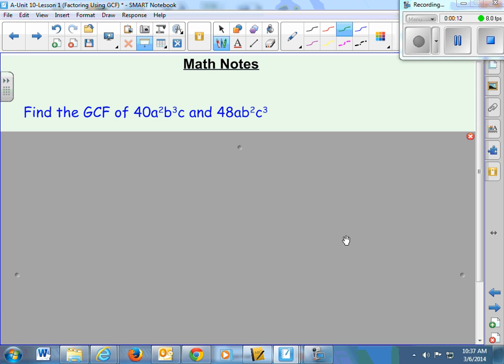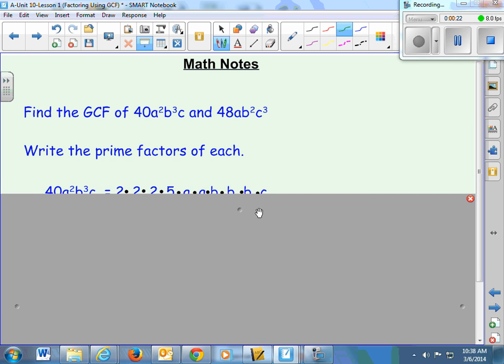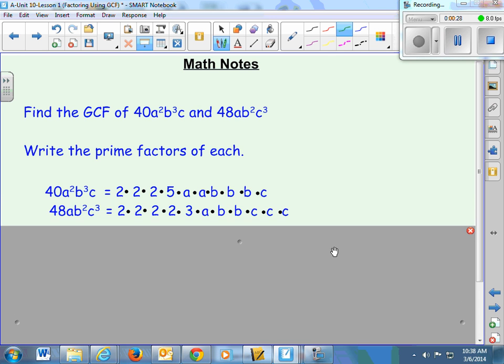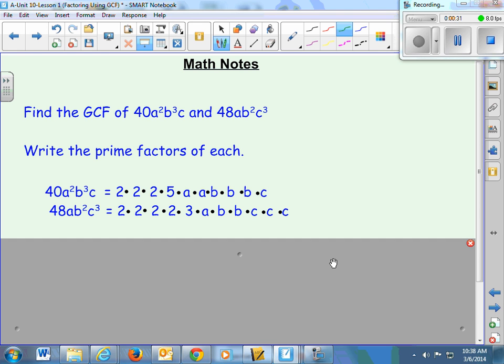Do you remember this from last year where we had to find the GCF of 40a squared b cubed c and 48a b squared c cubed? So we had to write the prime factors of each, and that's when we used our factor trees and wrote it as a list. And then from our list, we had to find the ones they had in common. And we were looking for the greatest common factor.